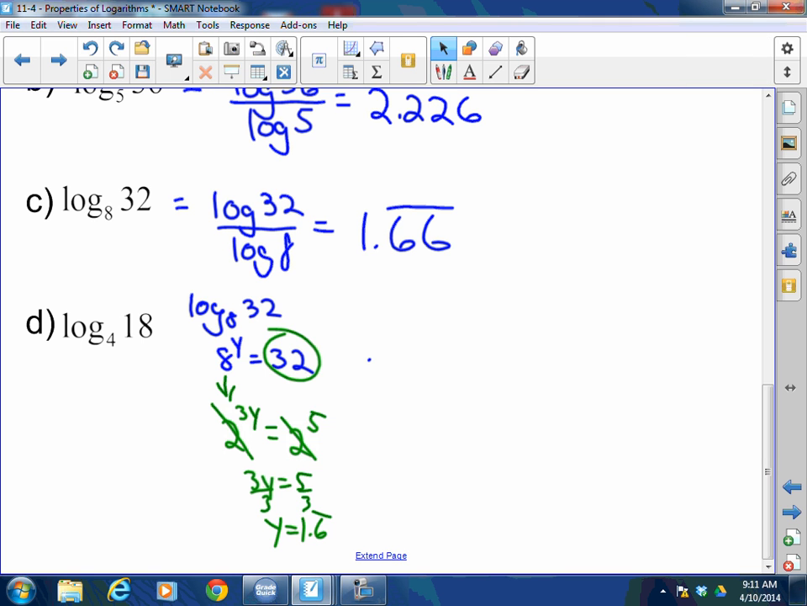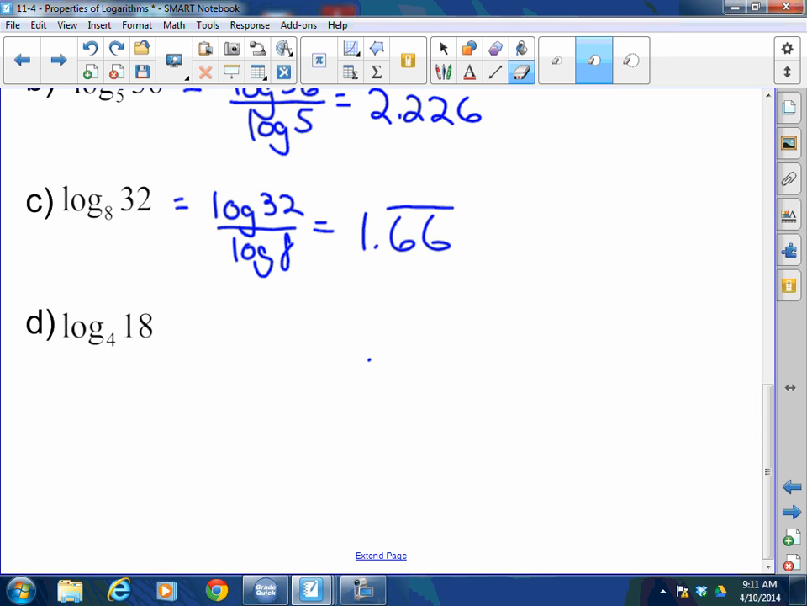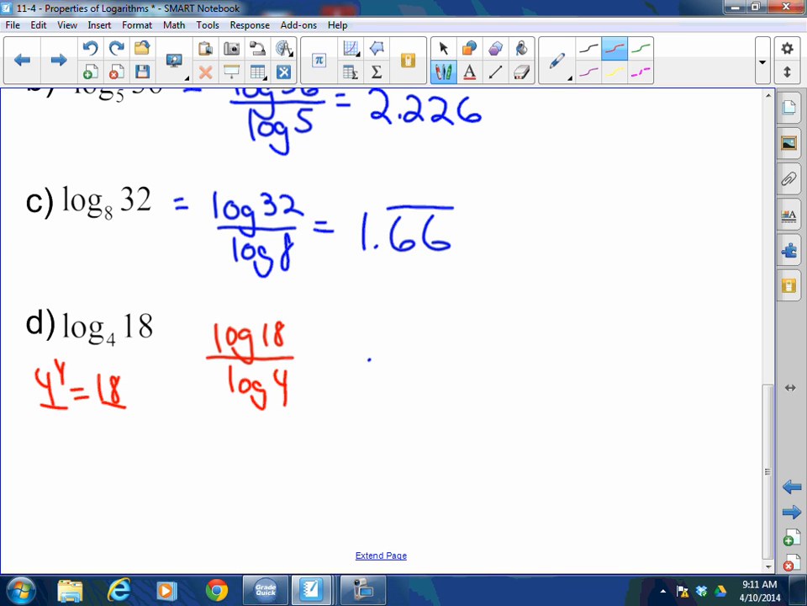So some of you may look at this and just do it like I just did because you know that there are going to be nice, pretty bases. However, in D, I've got log of 18 over the log of 4. If I try to do this the long way, 4 to the y equals 18. Can I break down 4 and 18 into equal bases? That's why we have a problem. That's when this change of base formula really helps. So what would this be? Log of 18 over log of 4. What is it? 2.85.